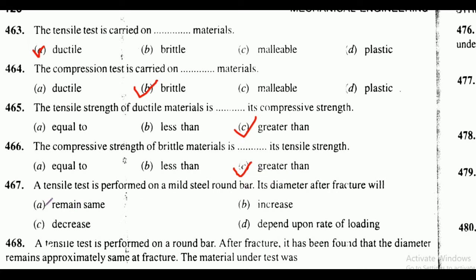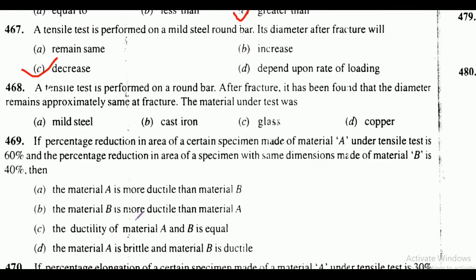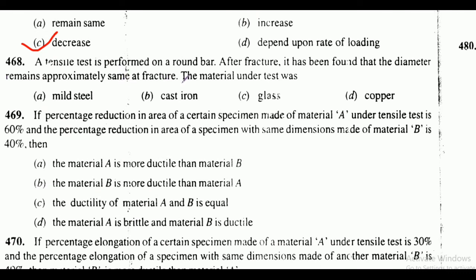Next is, a tensile test is performed on a mild steel round bar. Its diameter after fracture will. Here friends, these are the options, and here the correct answer is option C, that is decrease. Next is, a tensile test is performed on a round bar. After fracture, it has been found that the diameter remains approximately the same at fracture. The material under test was. Here friends, these are the options, and here the correct answer is option B, that is cast iron.